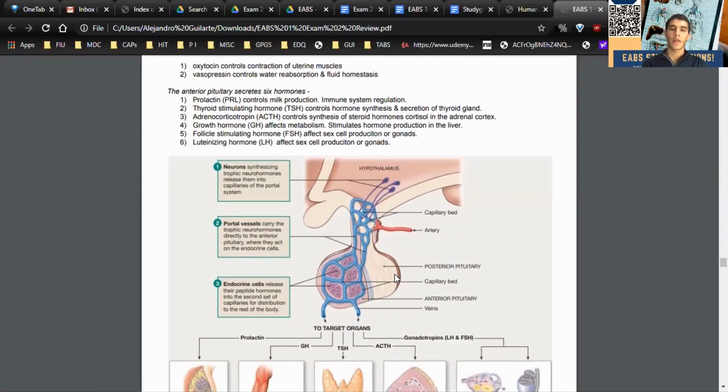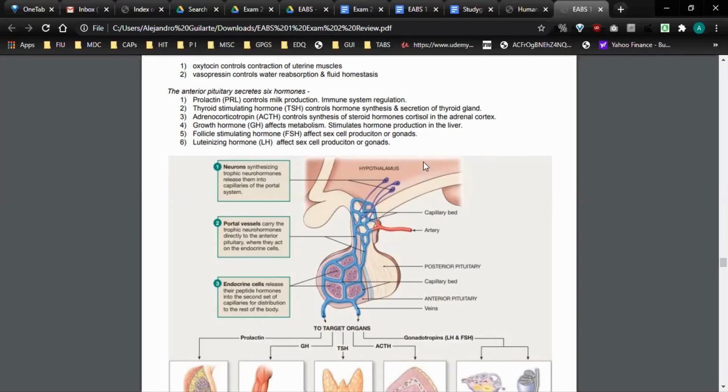For prolactin, it controls milk production and the immune system. Thyroid stimulating hormone controls synthesis and secretion of thyroid hormone in the thyroid gland. Adrenocorticotropin regulates the hormones of cortisol in the adrenal cortex. Growth hormone, as the name implies, affects growth. Follicle stimulating hormone and luteinizing hormone are classified as what we call gonadotropins, and so they mostly affect either the sex cells or the gonads.